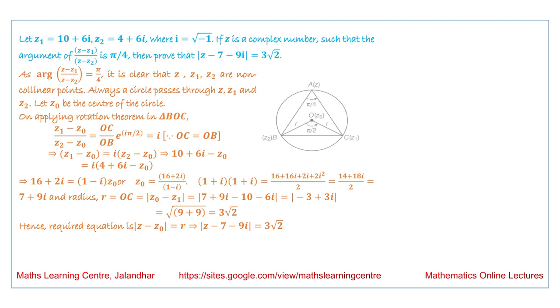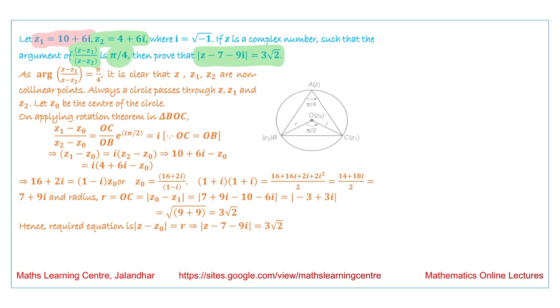Next is, let z1 is equal to 10 plus 6i, z2 is equal to 4 plus 6i, where i is equal to square root of minus 1. If z is a complex number such that the argument of (z minus z1) over (z minus z2) is pi by 4, we have to prove this result.